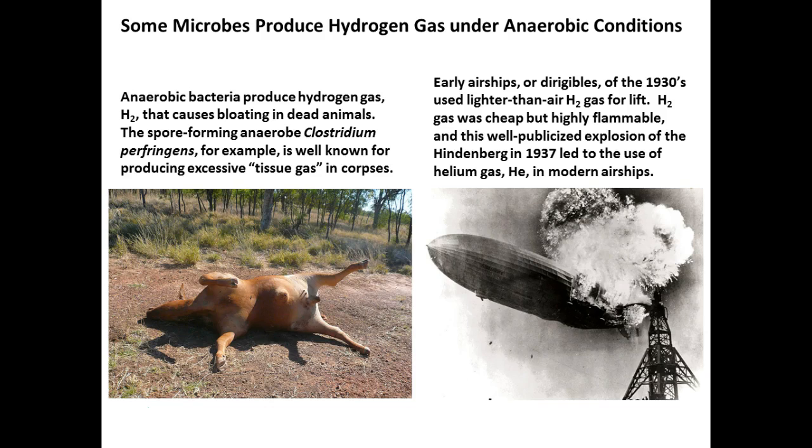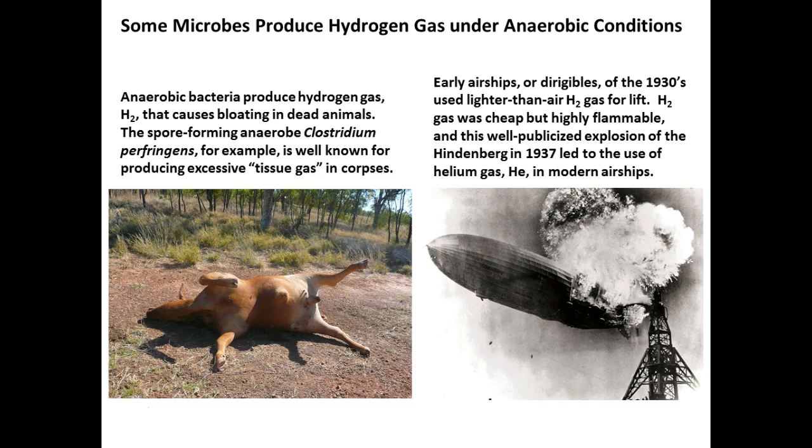So anaerobic bacteria produce hydrogen gas. This causes bloating in dead animals. A common spore-forming anaerobe is Clostridium perfringens. This is one that will cause gas gangrene for living individuals, but this is usually the one that will cause serious problems and will cause the bloating of a dead animal because of the gas buildup from the organism growing from within. They literally can explode.